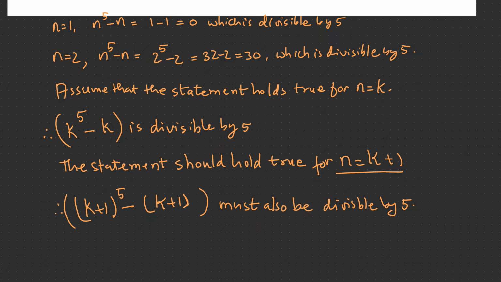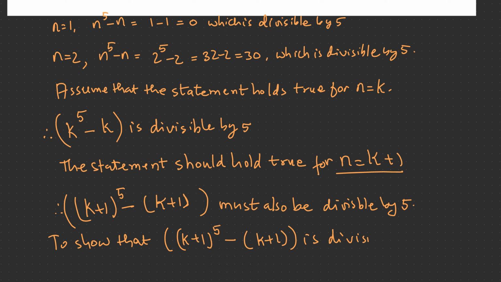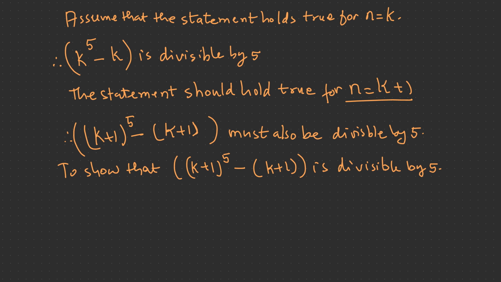So we need to now show that k plus 1 to the power 5 minus k plus 1 is divisible by 5. So how do we show that?